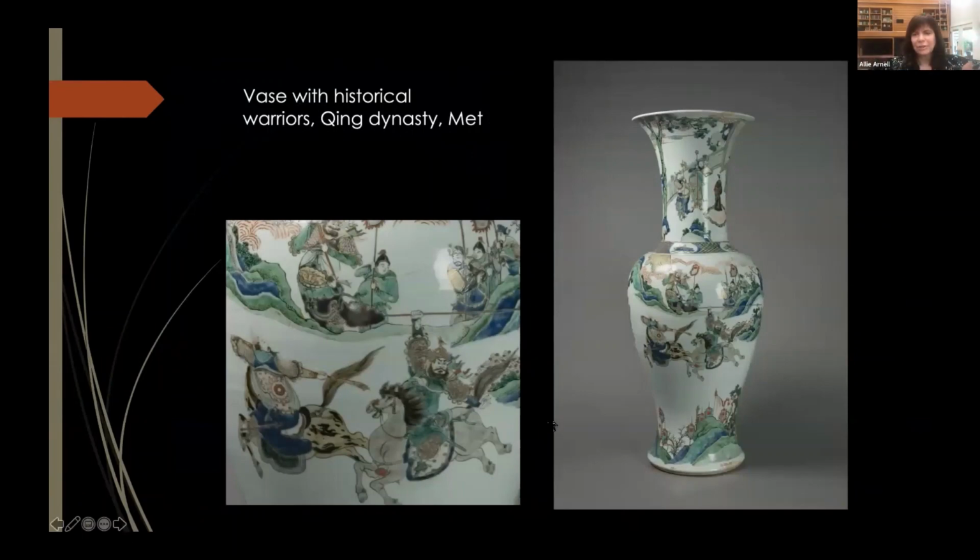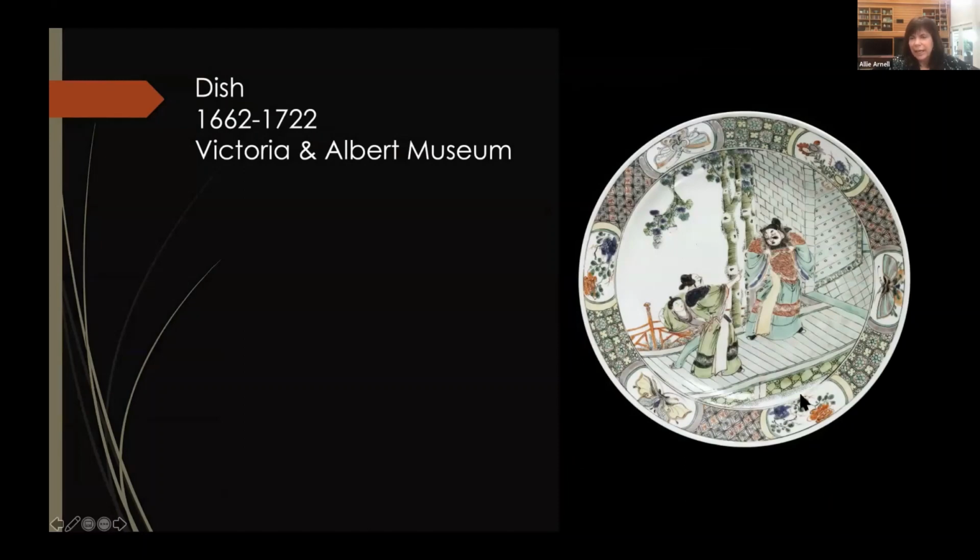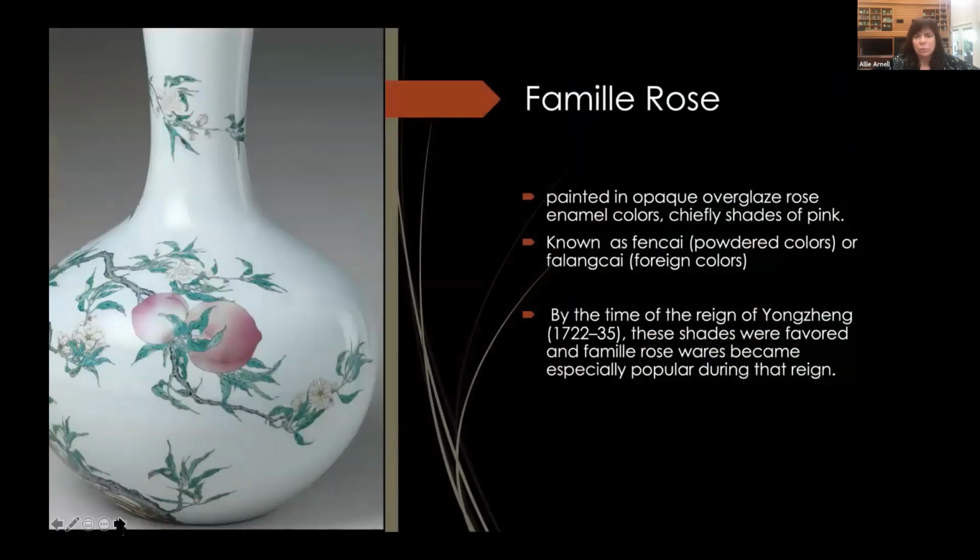Beautiful, just another very beautiful vase depicting historical warriors. So this is very typical of the subject matter of these types of vessels. This is a depiction of a play. So actors engaged in a play, very much, again, the subject matter you would expect from these hard color or five color wares. So the other type, and then we're going to be finishing up.